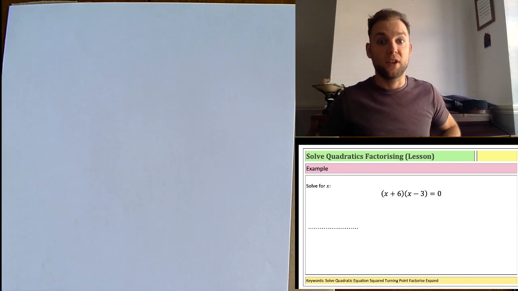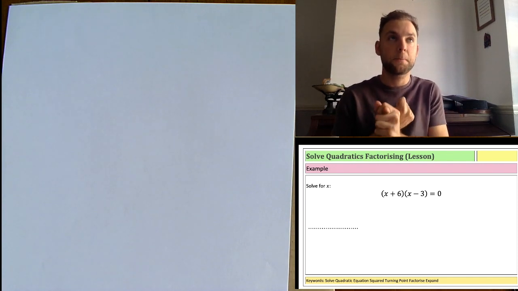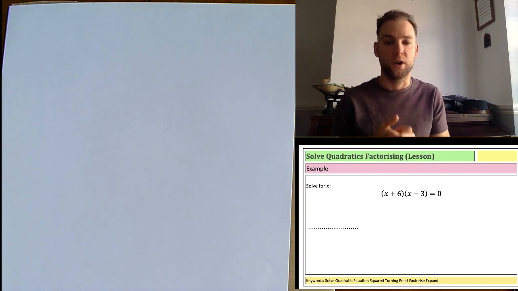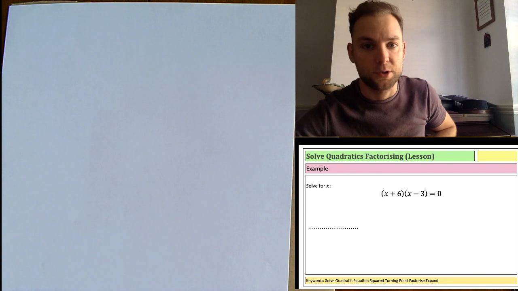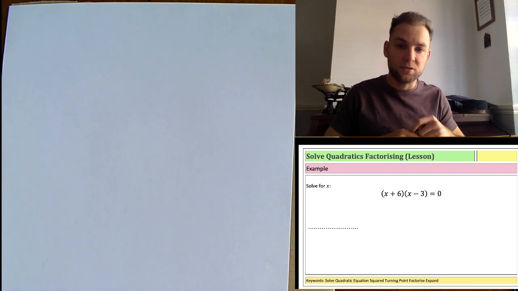Now, it's worth saying if you haven't watched the factorising video, so factorising with a letter in front of the x squared and without a letter in front of the x squared, it's worth watching that video first. I'll put the link below in the description. But let's have a look at this one here. Now, you'll notice that this is already factorised.